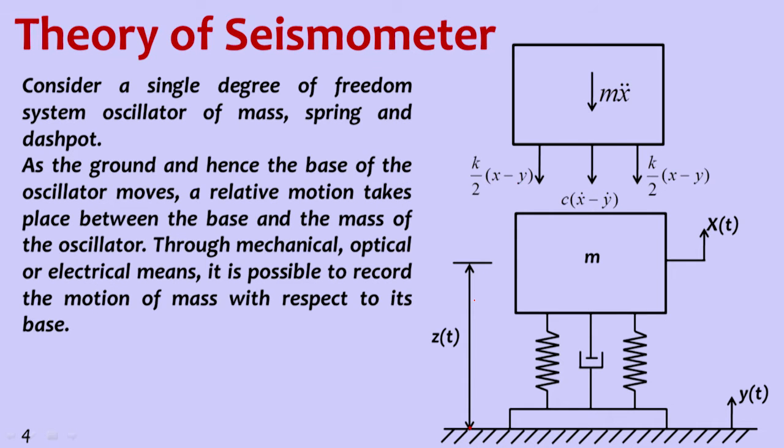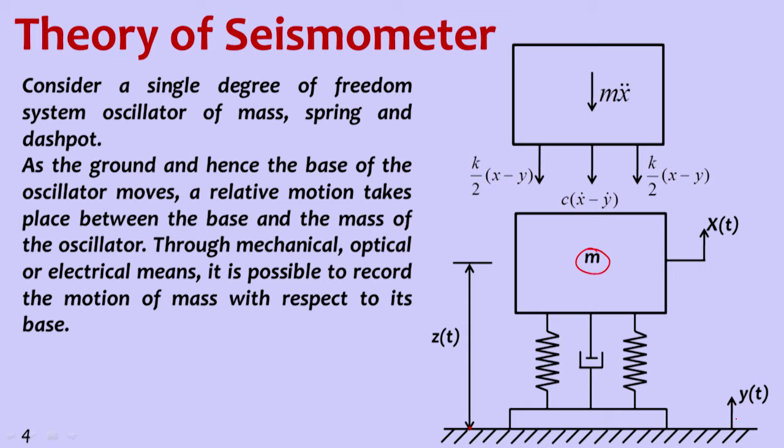So, as the ground, hence the base of the oscillator moves, a relative motion takes place between the base and the mass of the oscillator. Through mechanical, optical or electrical means, it is possible to record the motion of the mass with respect to its base. So, that means what? We cannot independently record the motion of the mass, but we can record the relative displacement between base and the mass.